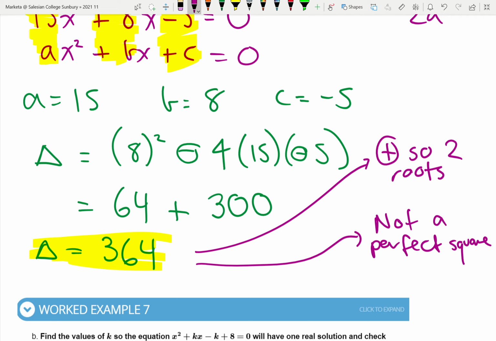So it means that, well, if you were to square root this, you're not going to get 10 or 5 or 18 or something. It's not a perfect square. So that means that our solutions will be irrational. So 2 roots and they're irrational. So that would be how we do that. Let's move to the next one.